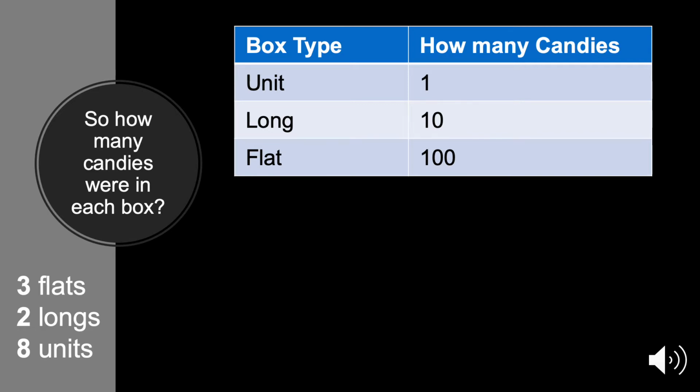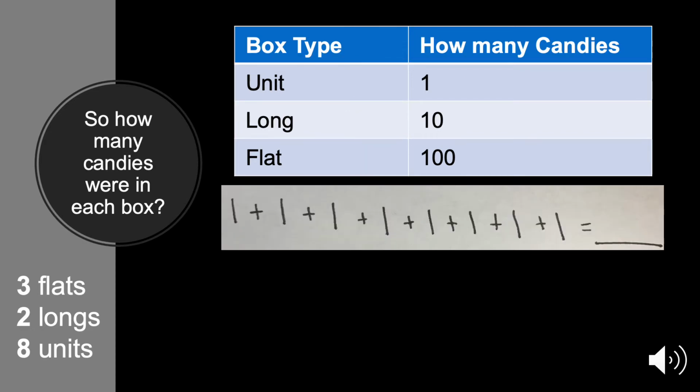We have 328 candies packaged into 3 flats, 2 longs, and 8 units. Let's review how many candies are in each of our box types. How many candies are in our unit boxes if we have 8 unit boxes, and there is 1 candy in each? Pause this video to solve this. How did you solve this? I solved it by adding 1 plus 1 8 times.